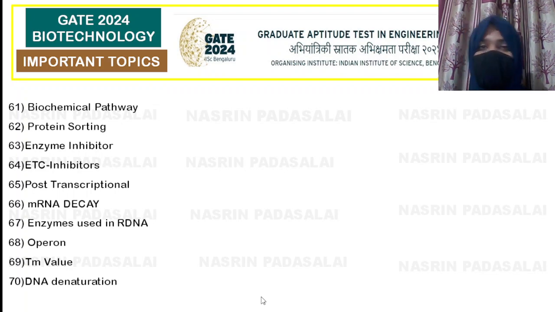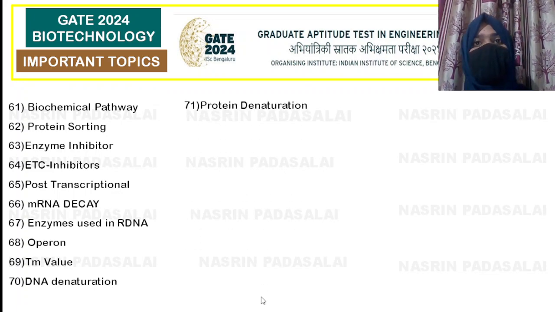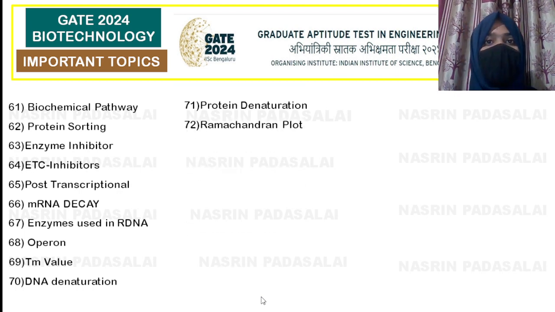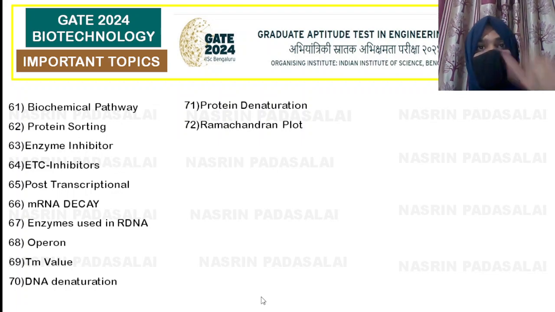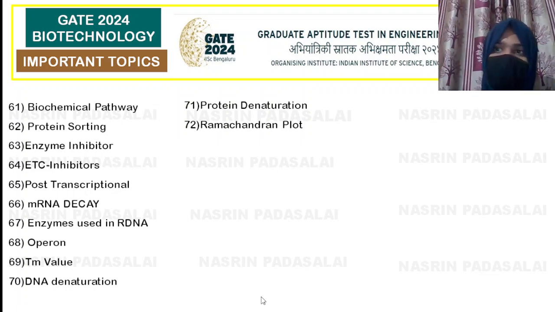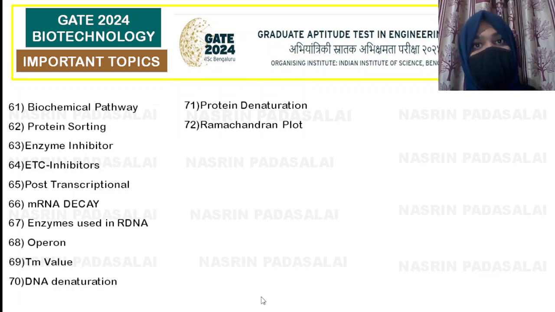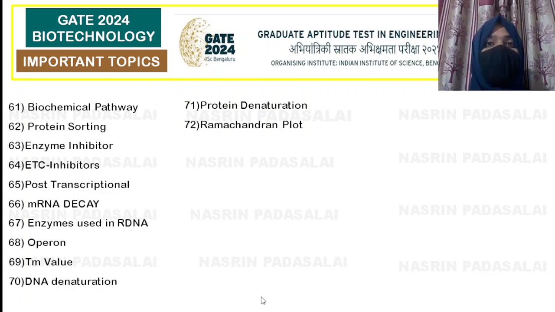Next is melting temperature, Tm value. DNA denaturation, renaturation kinetics, and if possible, do cover histones and nucleosomes, also very important. Next is protein denaturing agents, the Ramachandran plot, which amino acids come under the disallowed region and allowed region. The graph is there, with 4 quadrants, that one. And about the phi angle, psi angle, glycine, proline.